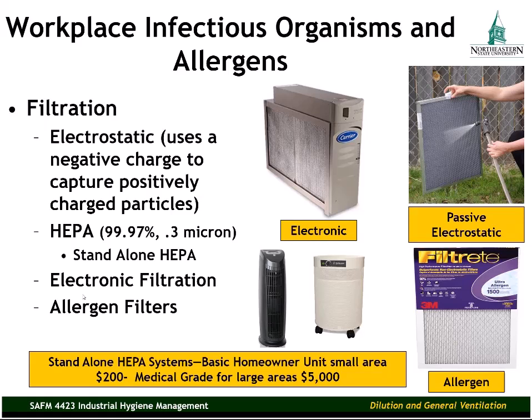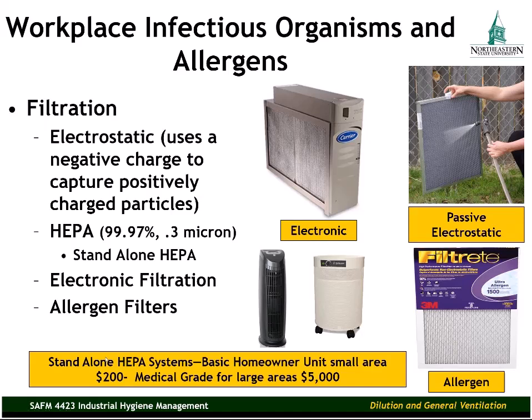Now, these are just a few examples. If I was designing an HVAC system or a general ventilation system, and this was my concern, let's say a hospital environment, all of these different options are going to be considered. You want HEPA filtration, ideally. Next most effective would be your electronic, then your passive electrostatic, and then your more common air conditioner type filters.